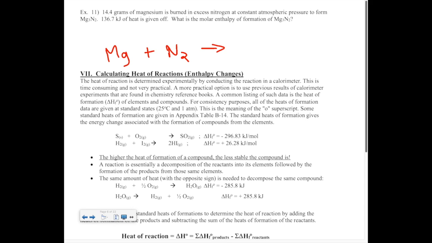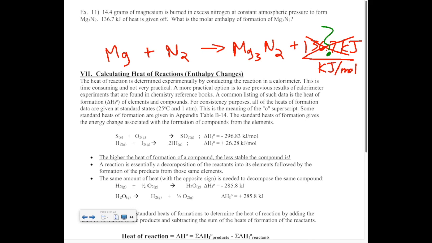That excess just means that we didn't run out of nitrogen. And it produces Mg3N2. Now it does say that there are 136.7 kilojoules given off, but that is not the correct thing to write. I should not be writing this in the equation, because if I wrote it like this, then that would be saying that that's how many kilojoules per mole there are. But that's not actually what happens. I'm actually looking for this number because I'm looking for the molar enthalpy of formation of this.